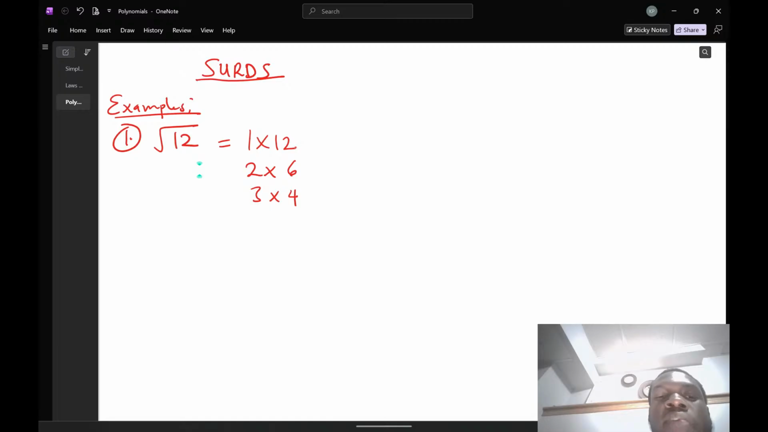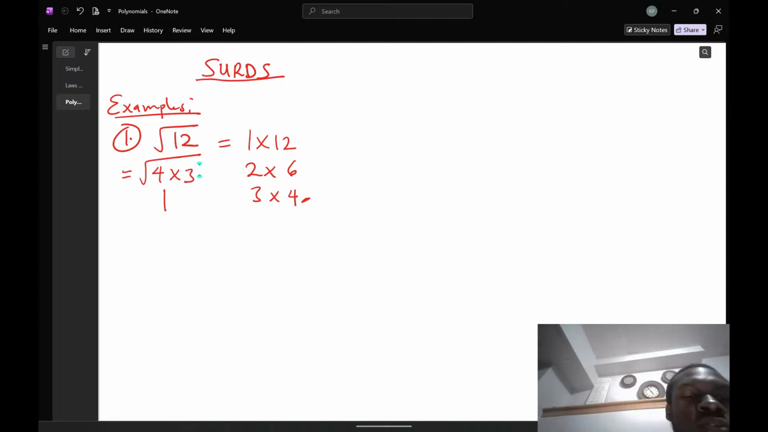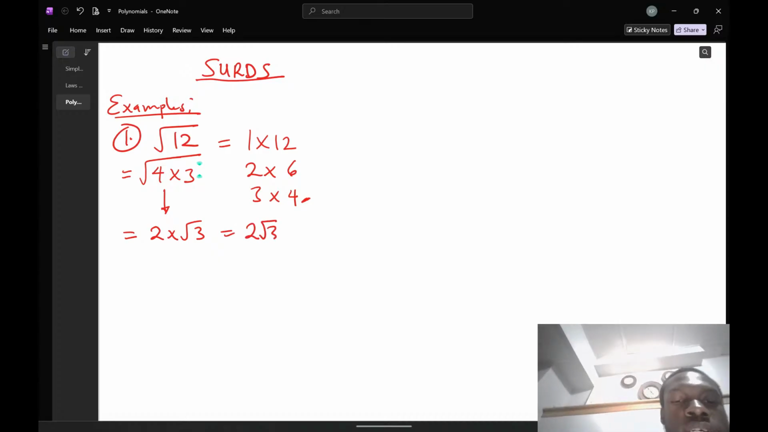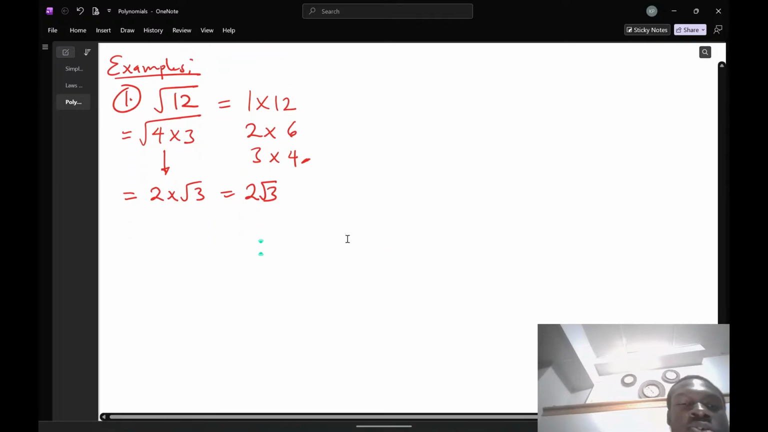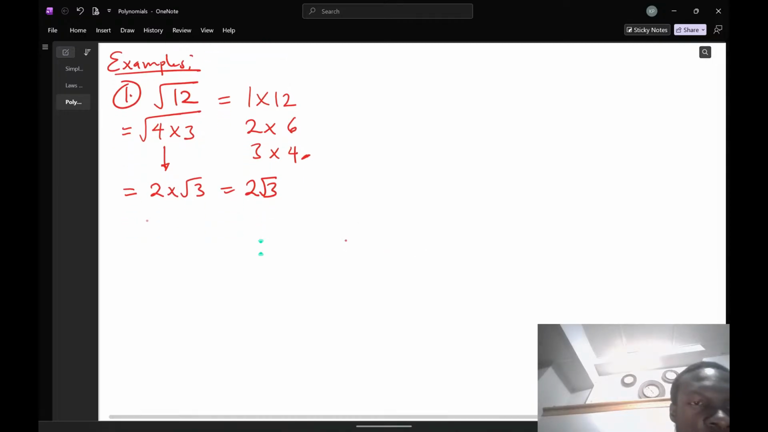But we cannot get the perfect square root of 12. 2 does not have a perfect square root. 6 does not have a perfect square root. 3 does not have a perfect square root, but 4 has a perfect square root. So now I can write it as the square root of 4 times 3. The square root of 4 is 2, right? So that would be 2 times root 3. So that's what you get for the square root of 12. The answer is 2 root 3.